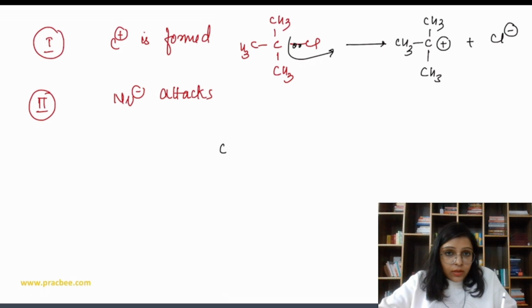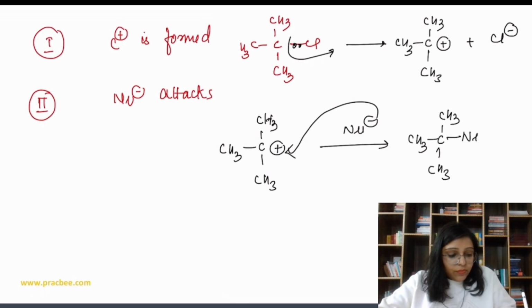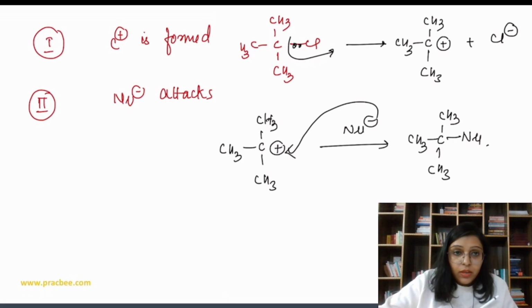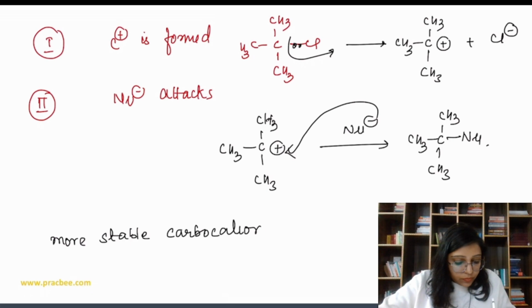Now what happens? We have any nucleophile. I am saying nucleophile as this, Nu. So it can attack on this carbon, and we get this. So this is the mechanism which we follow in SN1 pathway. Point is that more stable carbocation forms more, or we can say forms major product.